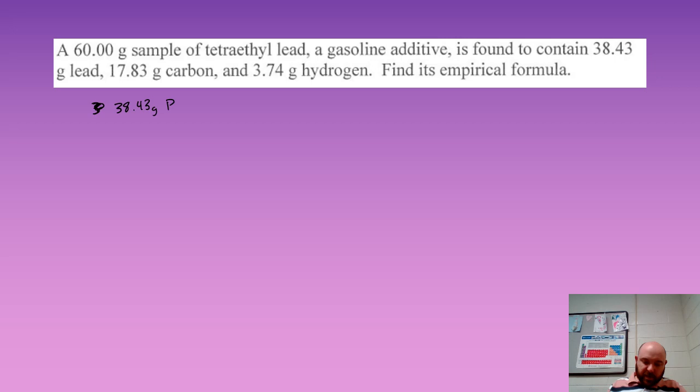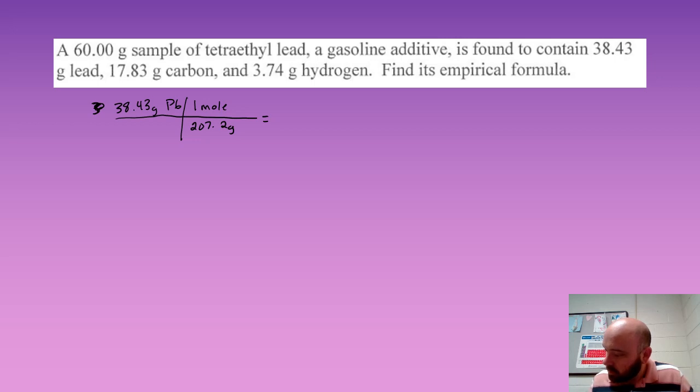grams of lead. We'll set up a conversion to moles. 1 mole of lead has a mass of 207.2 grams. And so when I divide 38.43 by 207.2, I get about 0.1855 moles of lead.